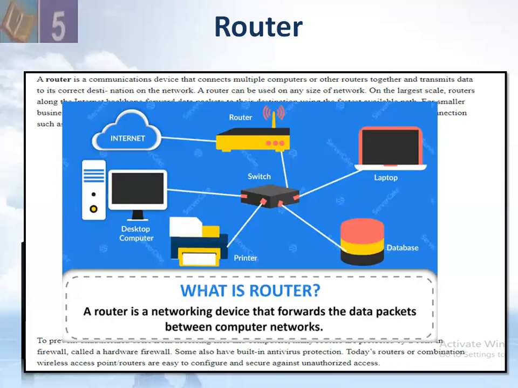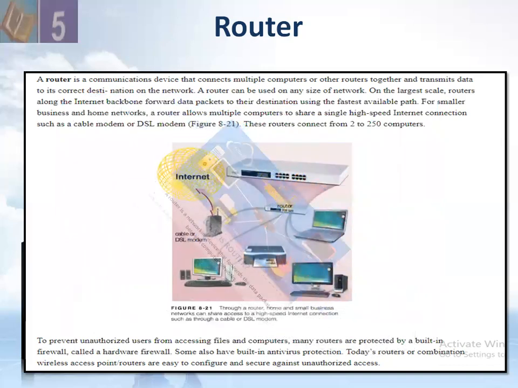So basically the router is used to choose the best pathway for your network traffic. It routes the data and chooses the best and secure way for the data communication. So a router is a communication device that connects multiple computers and other routers together and transmits data to its correct destination on the network. A router can be used on any size of network.